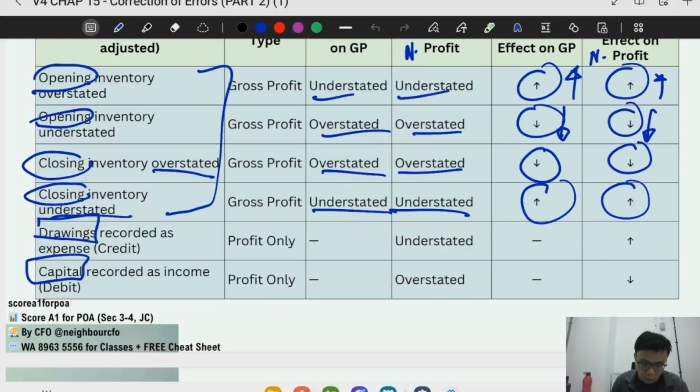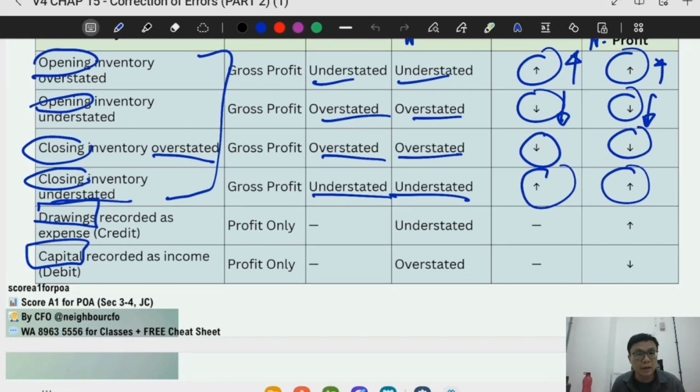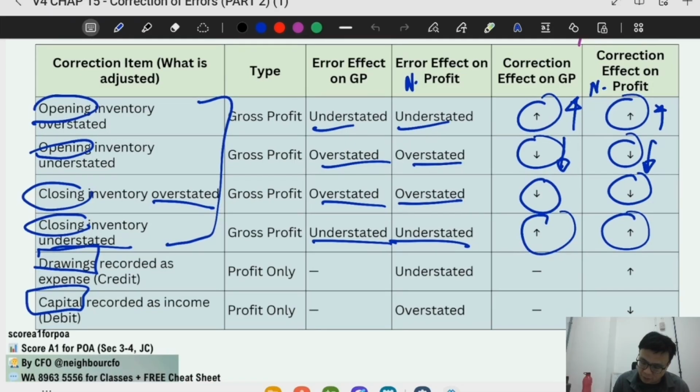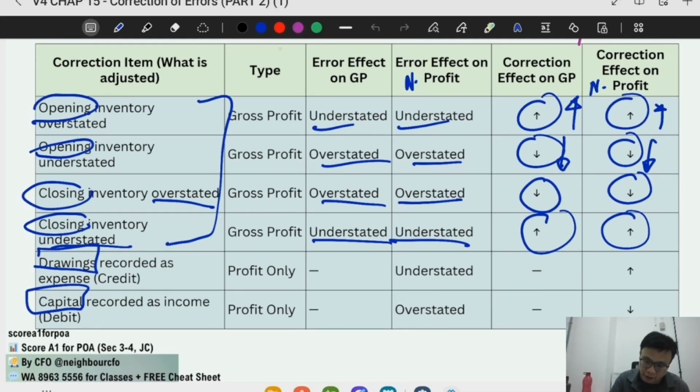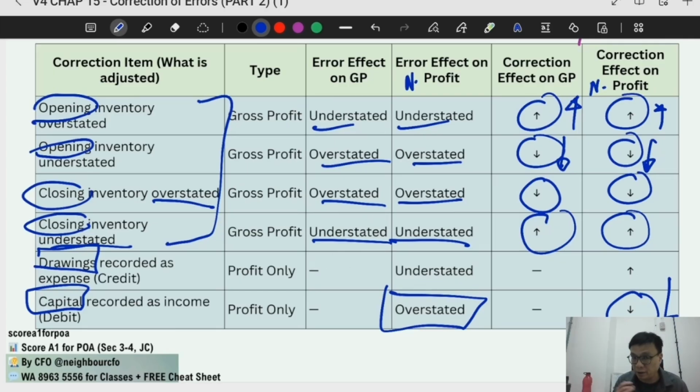So with that, we will come to the last one, which is capital. Over here, it says that capital is recorded as income, and therefore there is a need to rectify by debiting. And thereafter, when we do a debiting over here, the net profit, the on-start error of overstating here, will be rectified accordingly. Now, please bear in mind that for the drawing and capital, the GP is not applicable at all, because it has nothing to do with the profitability of the product itself at the GP level. So this is not applicable over here.